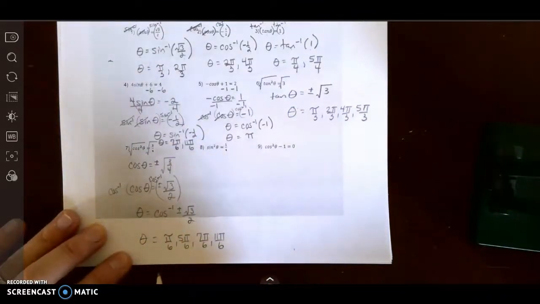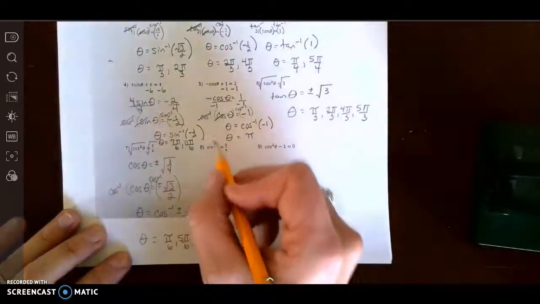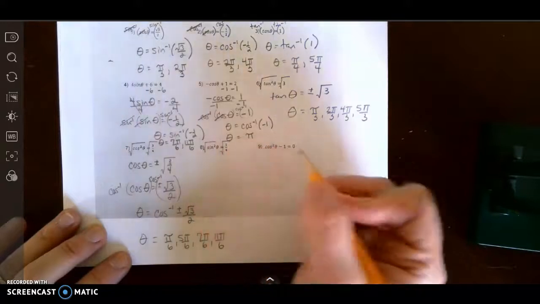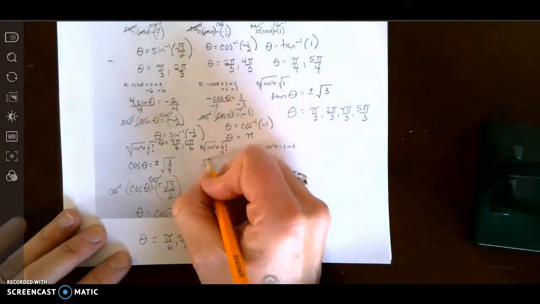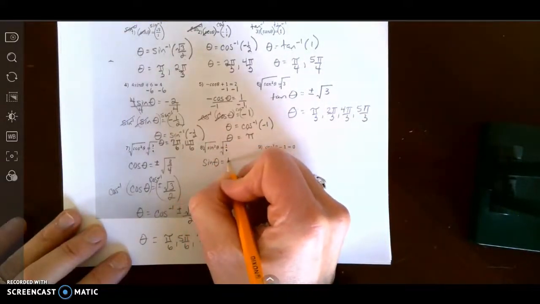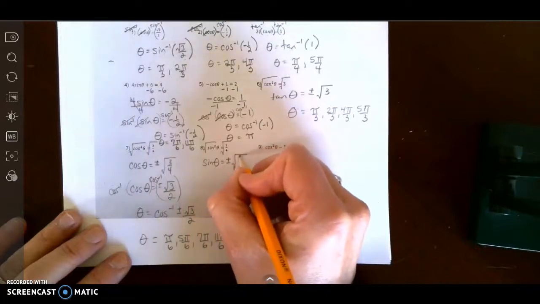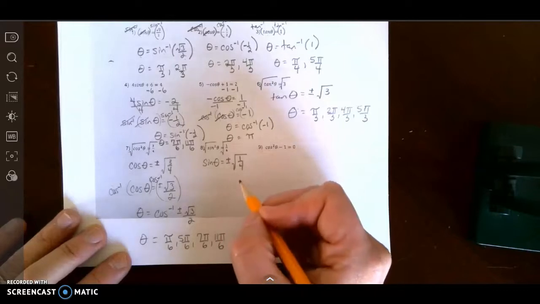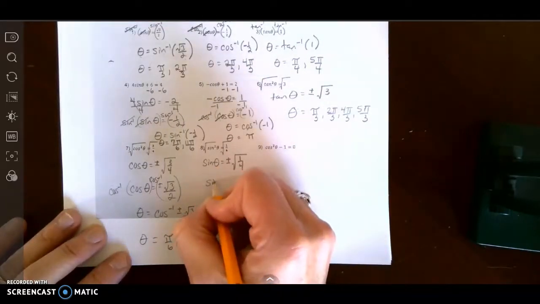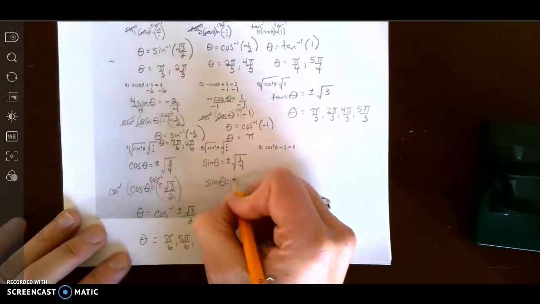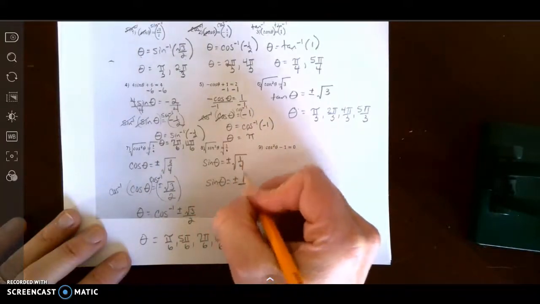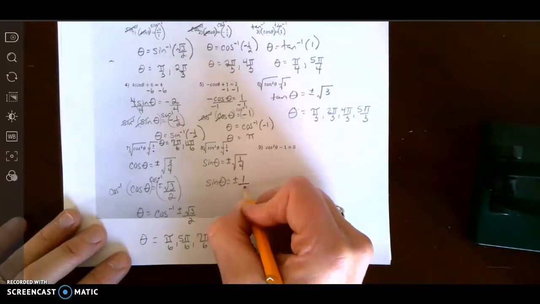Great, let's go to number 8. Number 8, again, sine squared, so I've got to take the square root. And since I took a square root, that means it's going to be plus or minus the square root of 1/4. And then I look to see if I can simplify that. Sine of theta equals plus or minus the square root of 1 is 1. The square root of 4 is 2.